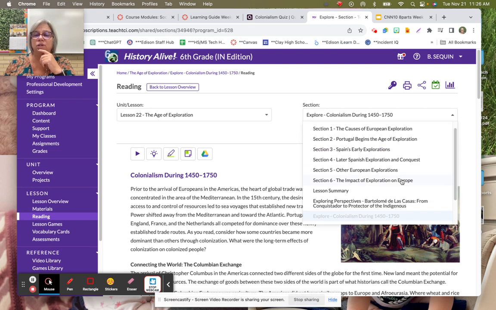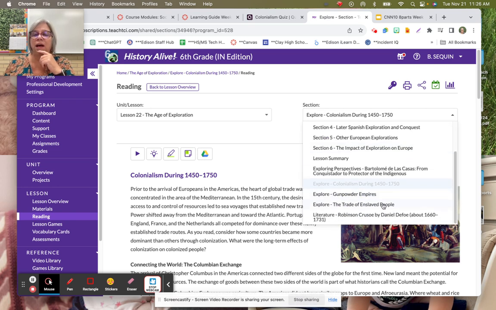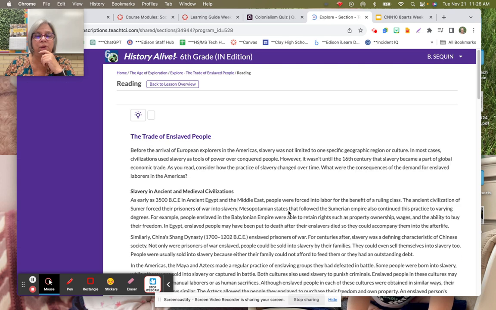You are also going to read the explore about the trade of enslaved people.